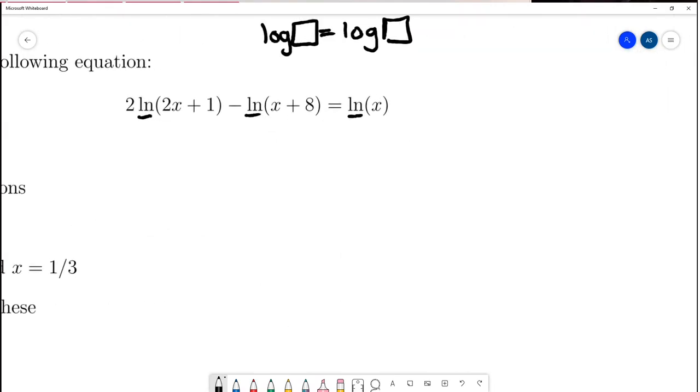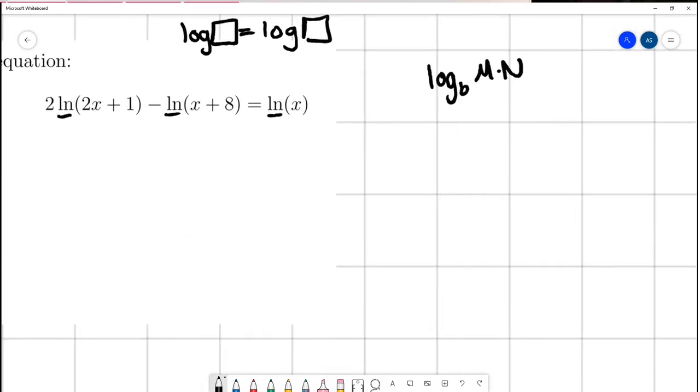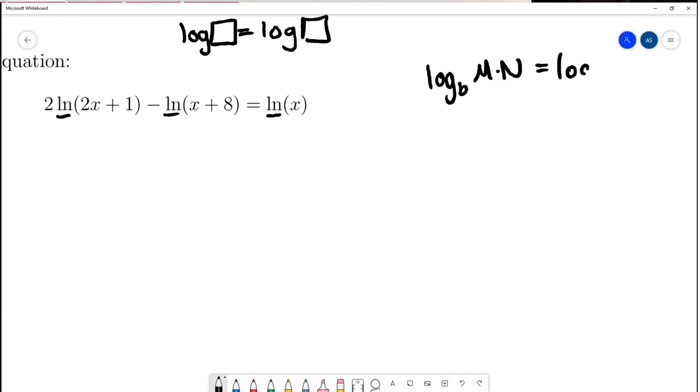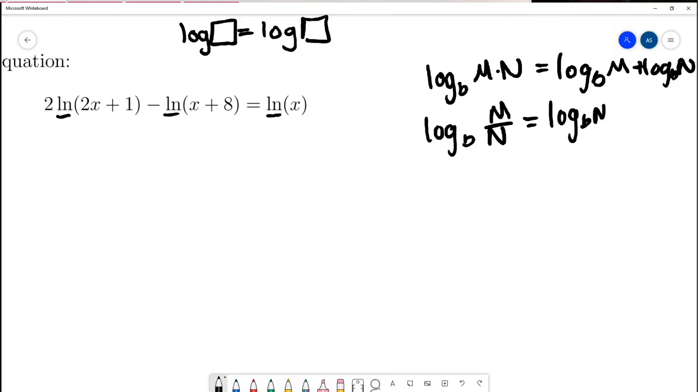So we have the product rule of logs. You can write log base b of m times n. So if you have a product inside the log, you can write it as the sum. That's log base b of m plus log base b of n. Then we have the quotient rule for logs. If you have a quotient inside a log, log base b of m over n, you're going to subtract the logs, log base b of m minus log base b of n.